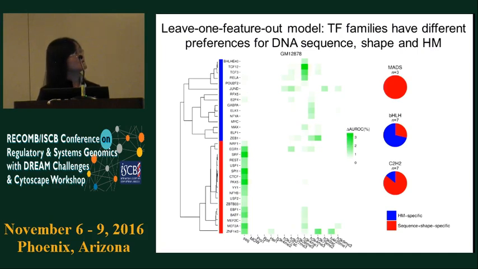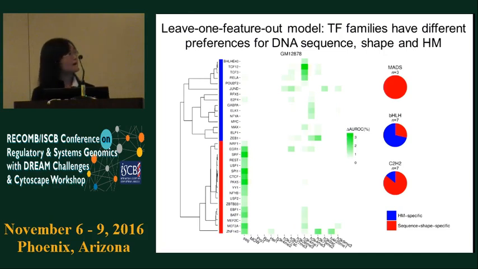For example, the TFs next to the blue bar show a larger performance decrease when we left out the HM patterns. And we say those TFs bind DNA in an HM-specific manner. And for the TFs next to the red bars, since we can see they have a larger decrease when we left out the sequence and shape features, we say those TFs bind DNA in a sequence plus shape specific manner. Then we go back to the protein families having this conserved HM signature at the beginning.